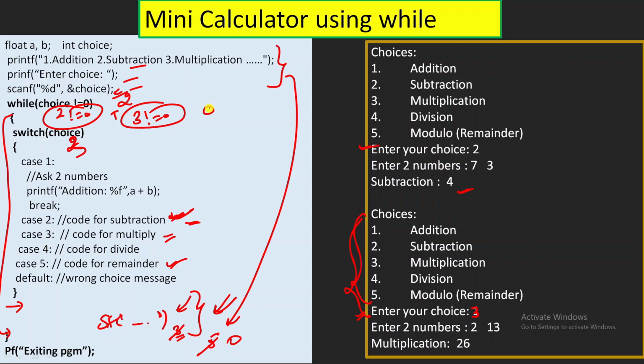And let's say I enter 0, what should happen? I will go here and say choice is 0, 0 is not equal to 0, this is false. So I will come outside and say exiting the program.